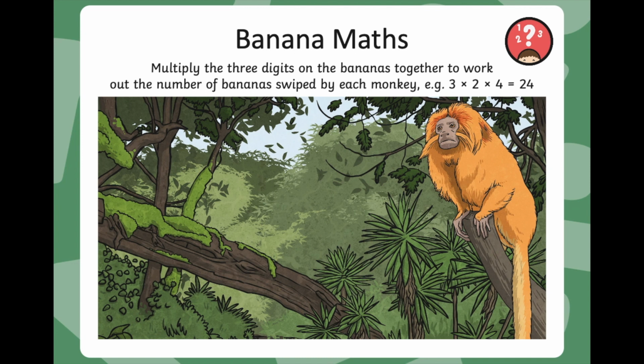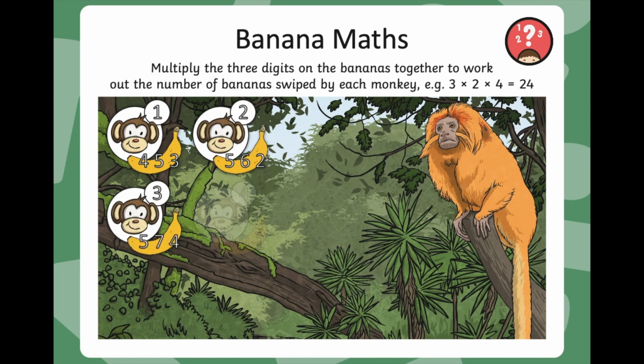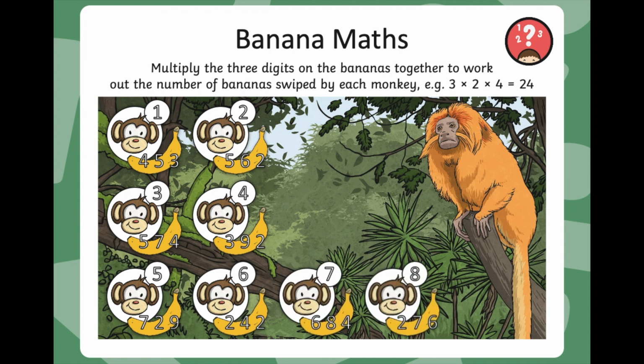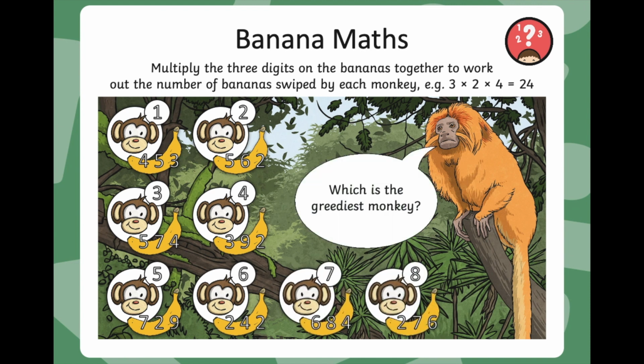Banana maths. Multiply the 3 digits on the bananas together to work out the number of bananas swiped by each monkey. So this is a little starter activity for you, and in a moment I'm going to ask you to pause the video. Multiply them together. So for example, 3 times 2 times 4 equals 24. So the first one, you'll go 4 times 5 times 3, then 5 times 6 times 2, and so on. Which is the greediest monkey? So pause the video here and work that out.